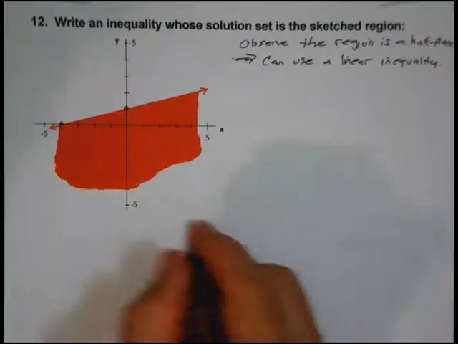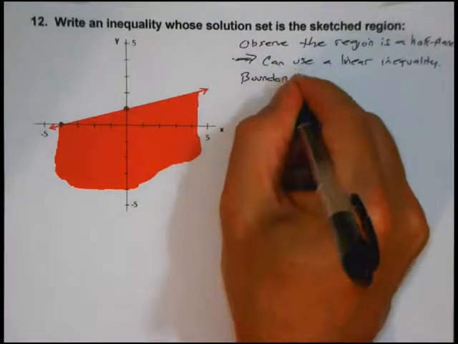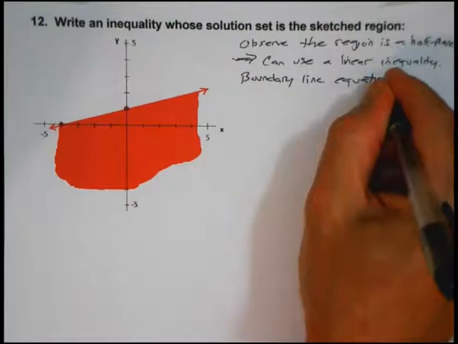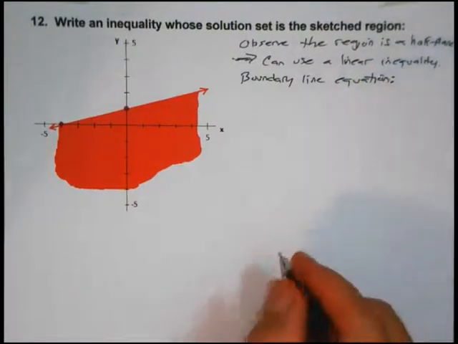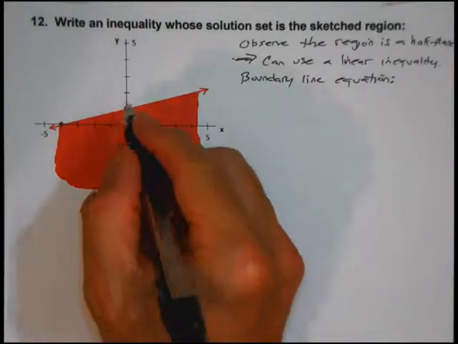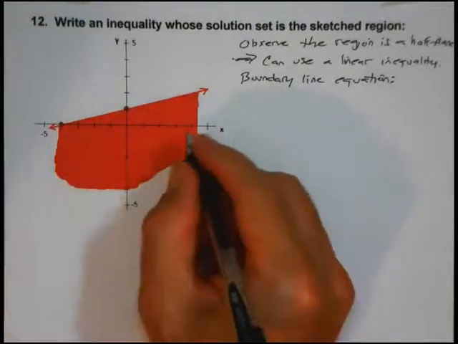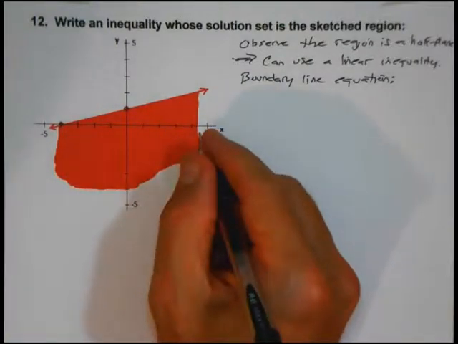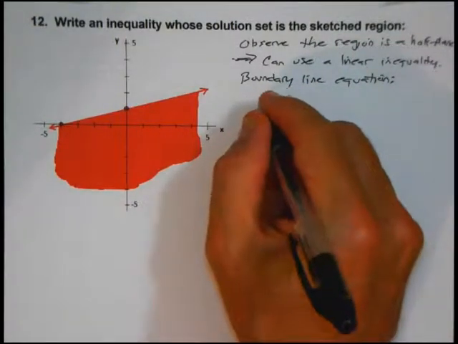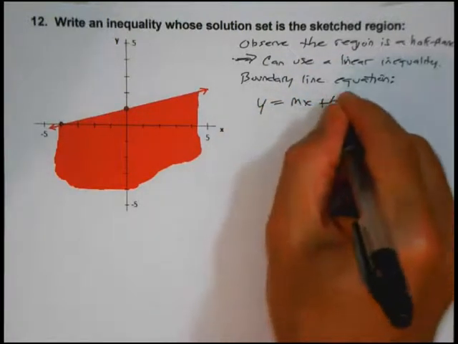Alright, well then we're going to first need the boundary line equation. Where to begin? Let's see, what do we know about this line? Well, we see its y-intercept. We also have its x-intercept. There's a couple of convenient starting points here. Perhaps one starting point might be to consider slope-intercept form. y equals mx plus b.